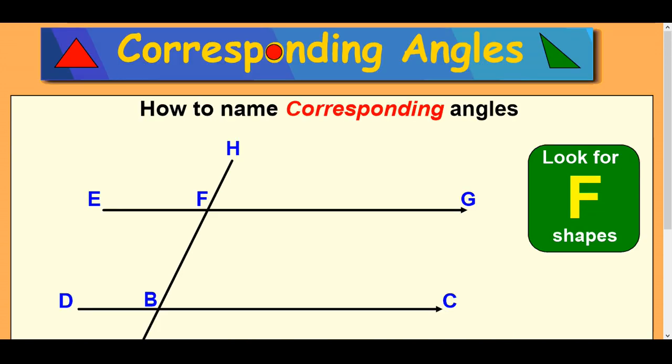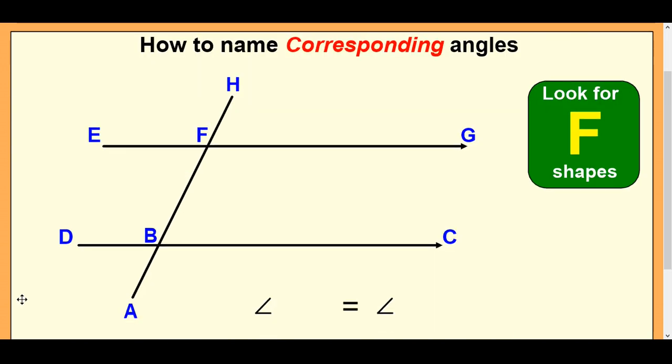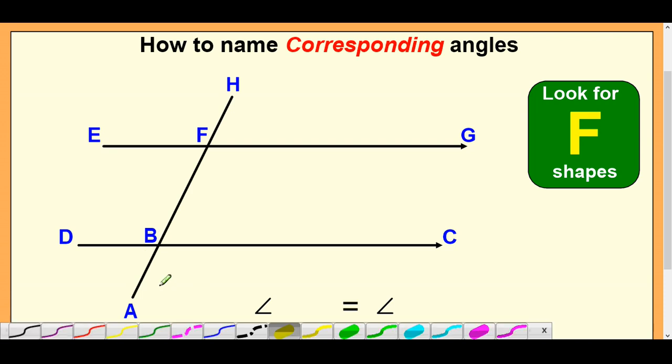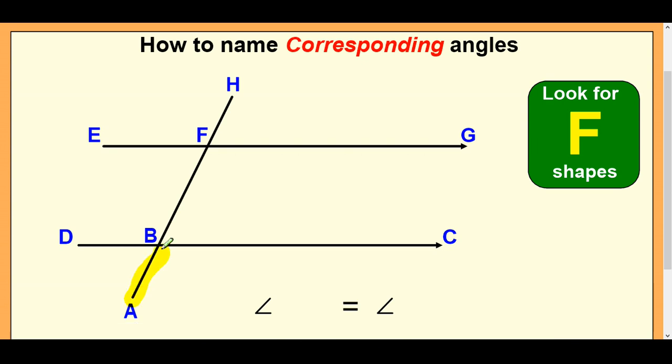Okay, right. How to name corresponding angles. Now, if you want to name corresponding angles, we tend to use 3 letters to name an angle. We've done that before previously, but if I look at this idea here, and I want to name, for example, this part here of the F shape, I'm going to look at this F shape here. Now, I would name that ABC, where B was in the middle or the vertex of the angle. So ABC.